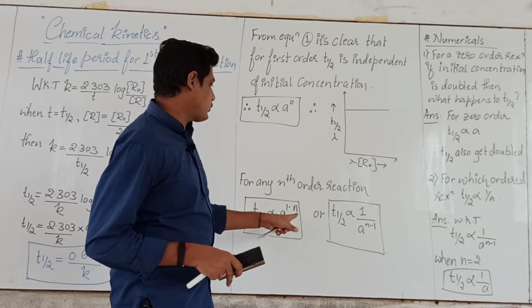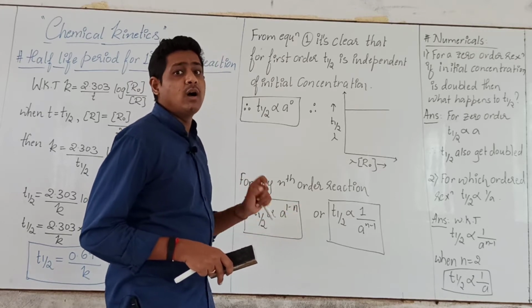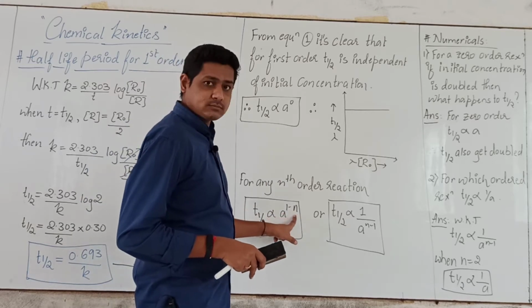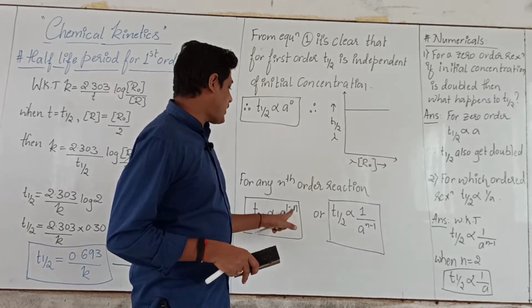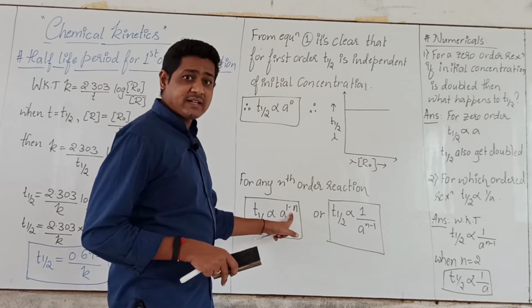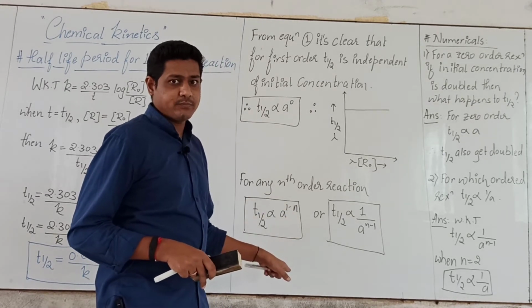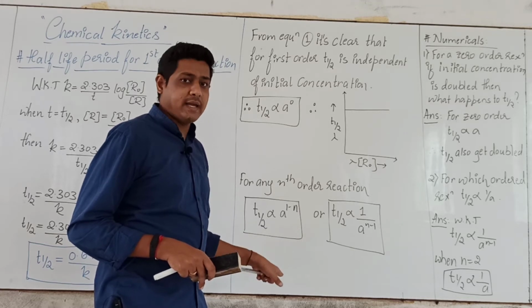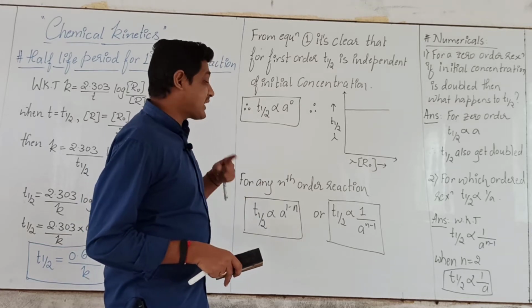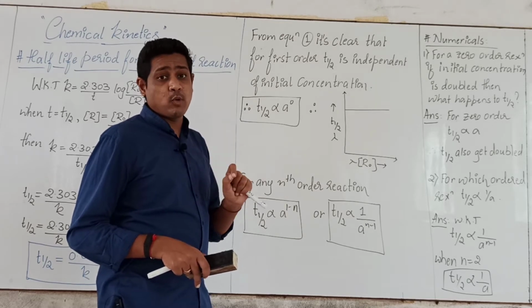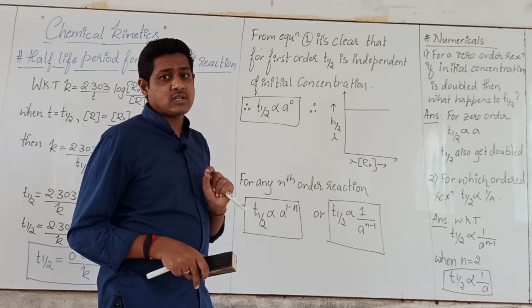Now when n is equal to 2, when the order of the reaction is 2, it will become 1 minus 2. Then A to the power minus 1 will come. That we can write like T half is equal to 1 upon A. So for a second ordered reaction, half-life period is inversely proportional to the initial concentration of the reactant.